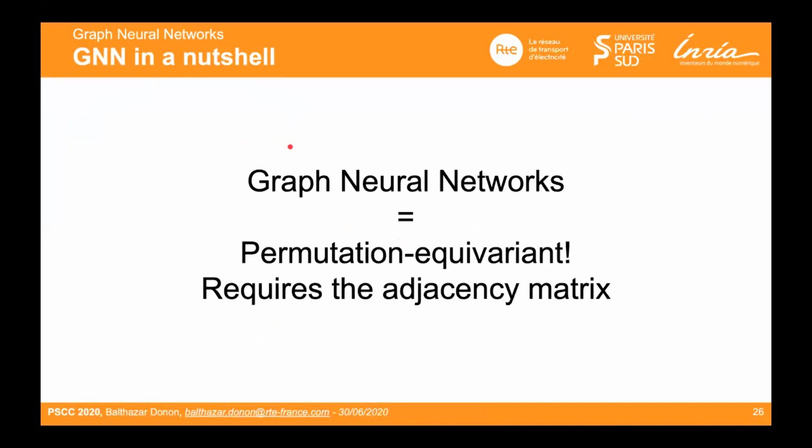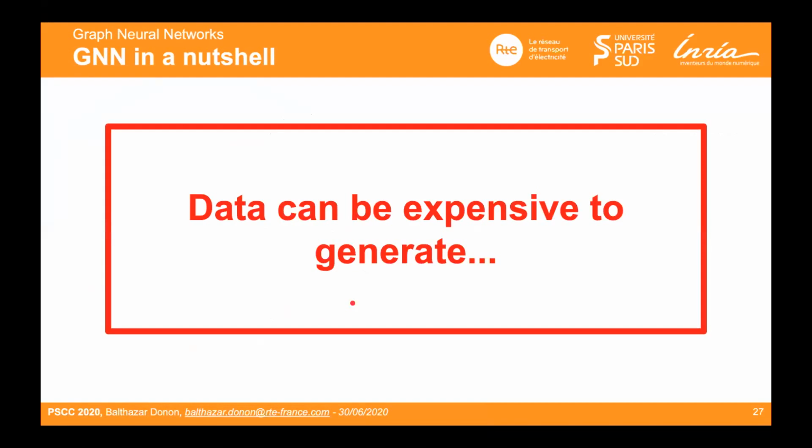So graph neural networks are actually a class of neural networks that are permutation equivariant. That means that if you perform a permutation over the inputs, it will mathematically result in a permutation over the outputs. The only drawback is that it requires the adjacency matrix.